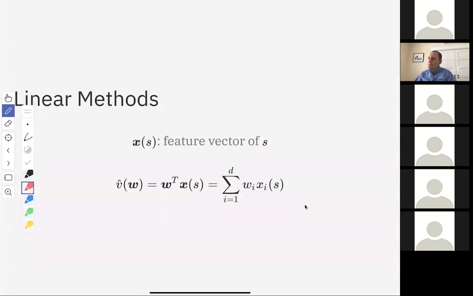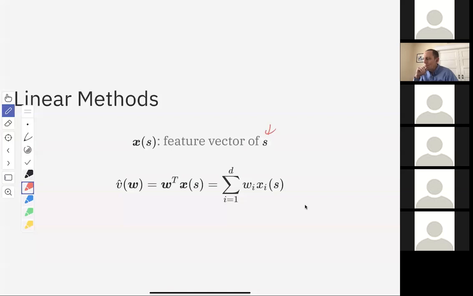So let me show you linear. A linear is a very simple model for an approximation function. So we're going to just say that we have a feature vector of S. So we're going to extract some information from our state.